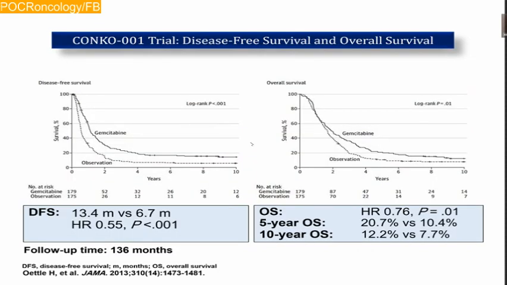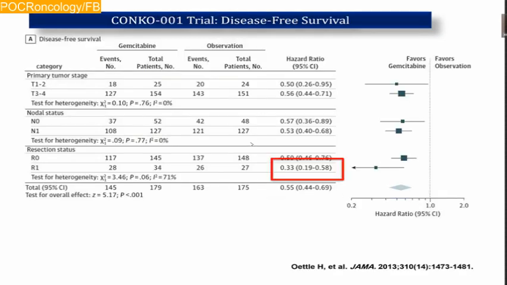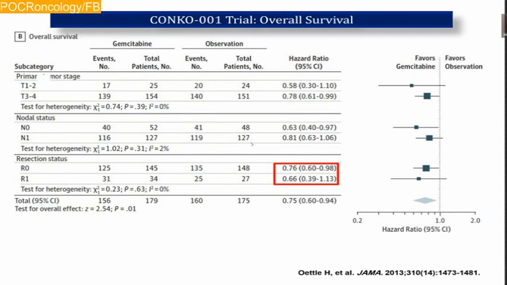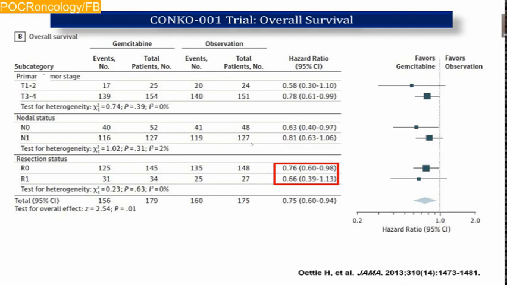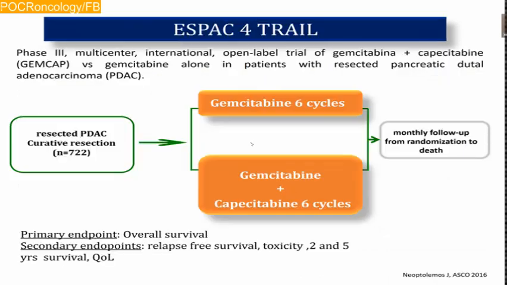Now, if you look at the CONKO trial, the overall survival is 20% versus 10%, almost a 10% difference. This is the first 5 years, and you can see after 10 years, the survival is going down to almost 5%, indicating that those patients will have recurrence even after 5 years. However, if you see the subsequent analysis for disease-free survival and overall survival, I would like the group to concentrate: those who have an R1 gain the most benefit from the response to chemotherapy. And for overall survival, the hazard ratio was 0.66 for those who have R1 positive tumors.